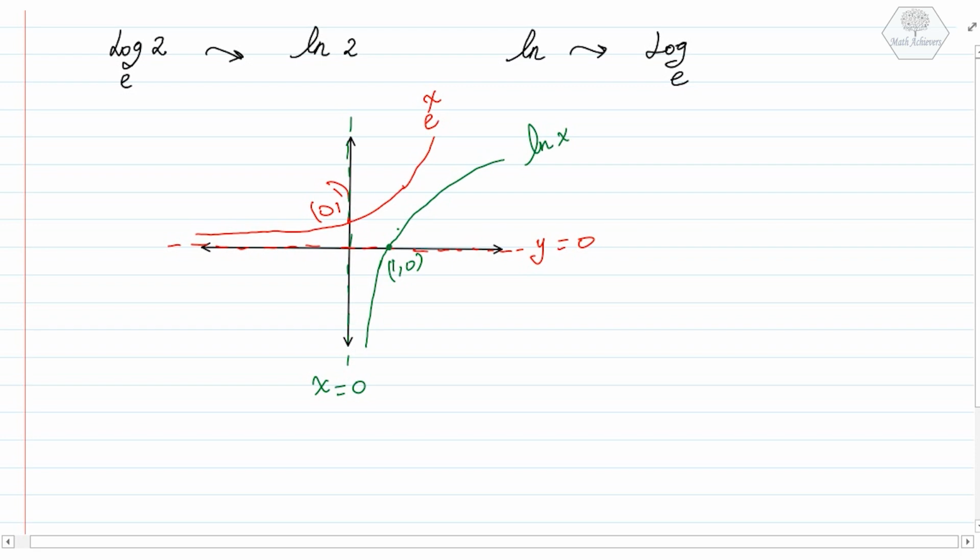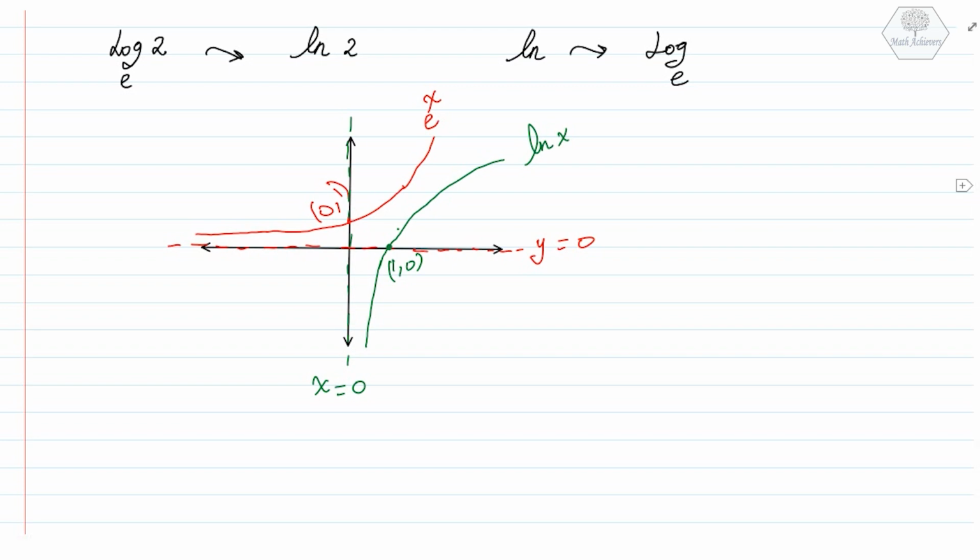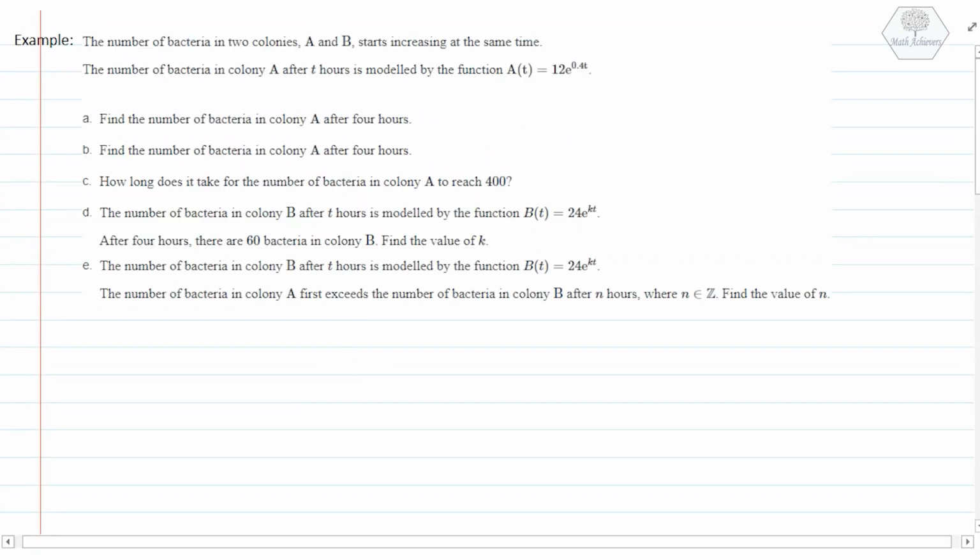By this, we've covered the rules of logs and ln. There are 4 rules and the sketch of an exponential function and ln. For transformations of this function, we'll come to it later. Now let's solve a question. This question is also from the question bank.